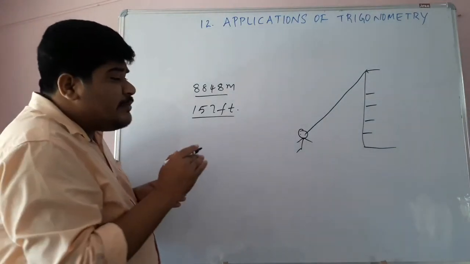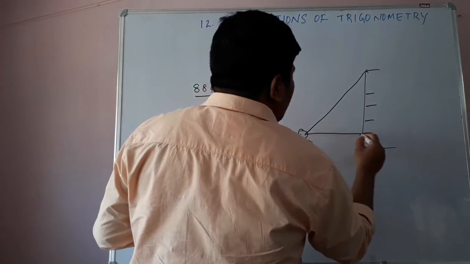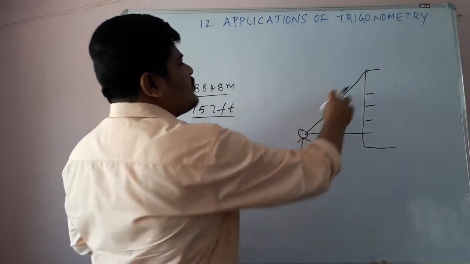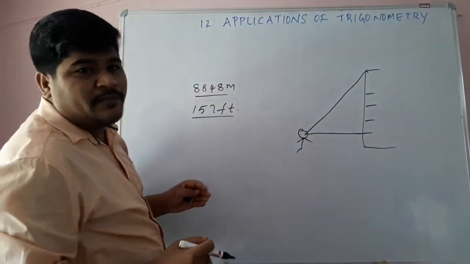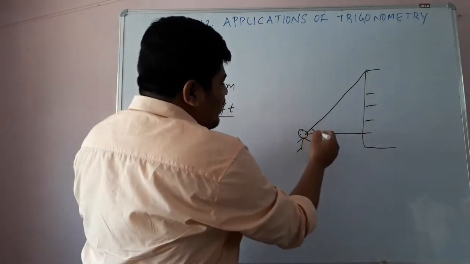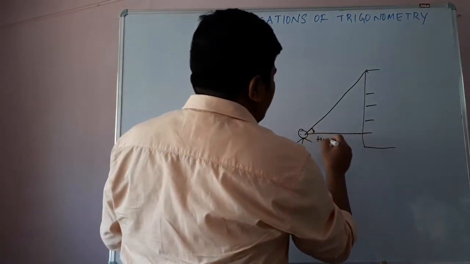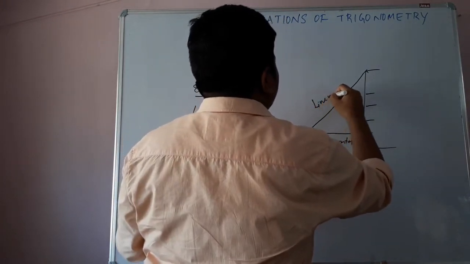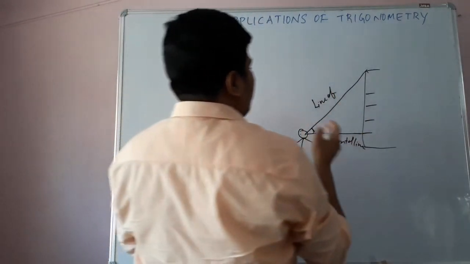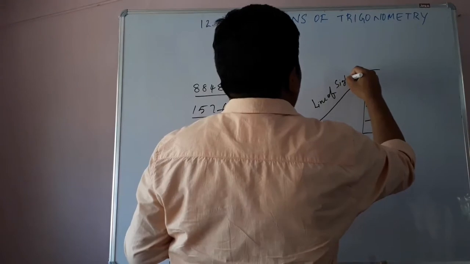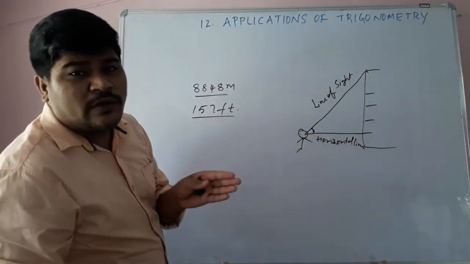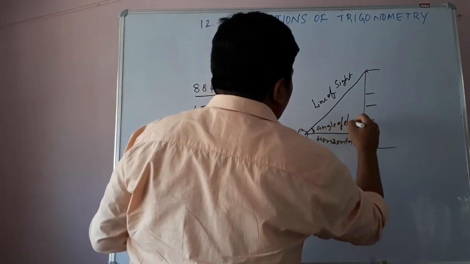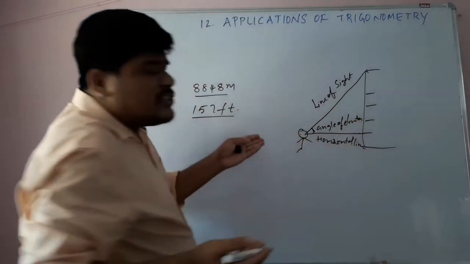And one more line he has to imagine, parallel to the ground. So this is the imaginary line parallel to the ground, and this is the imaginary line from the eyes to the topmost point of the building. Here one angle is forming between them. This is called the horizontal line, and this is called the line of sight. Both are imaginary lines only. The angle forming between these two lines is called the angle of elevation. Now we got the triangle, right?